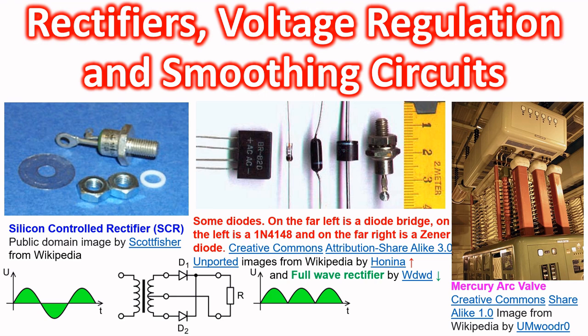Rectified output needs smoothing out of ripples using high value capacitors and inductors. Voltage regulation is done by devices like Zener diodes to provide a stable output in the face of potentially fluctuating loads, as in amateur radio transceivers. Transceivers need high current during transmit mode and only very low current during reception of radio signals.